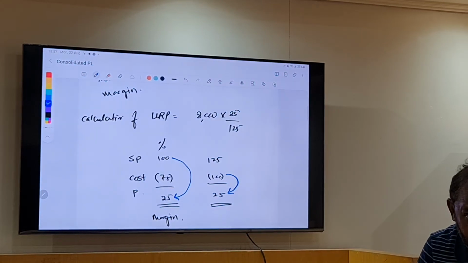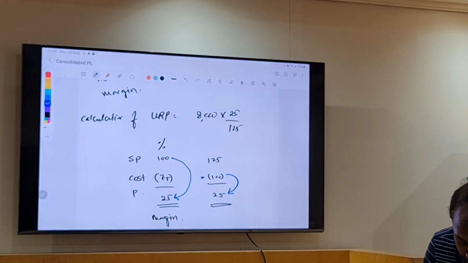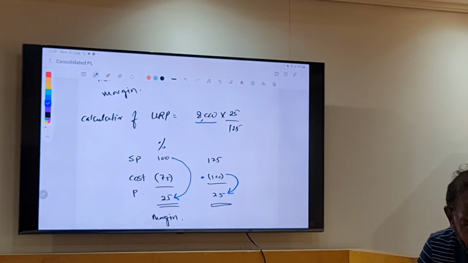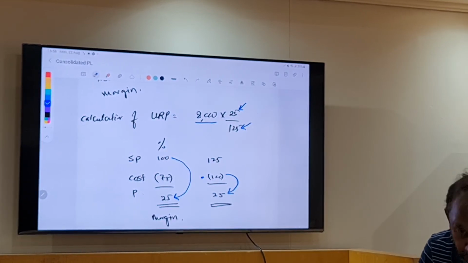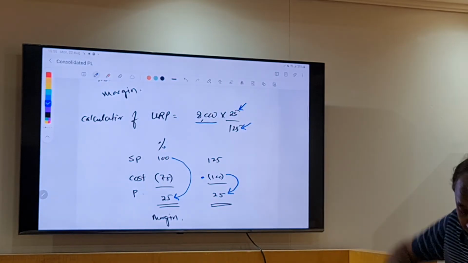So here they say markup. If the cost is 100, the sales value will become 125. Now the sales value here is 8,000 and I need to calculate the profit. So you should divide this by 125 and multiply it by 25. So total profit how much? 1,600. The answer to this calculation is 1,600, but it's still not complete.